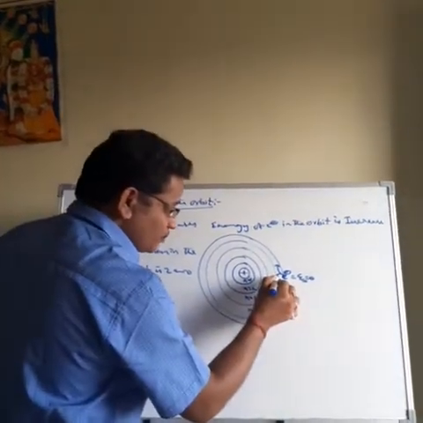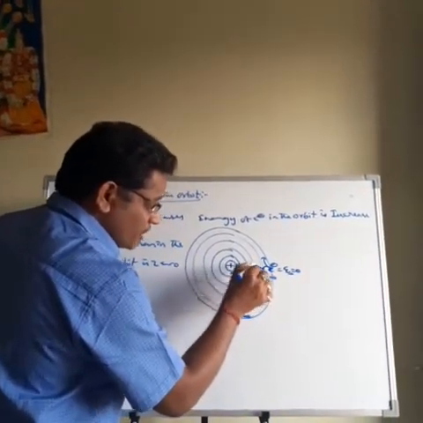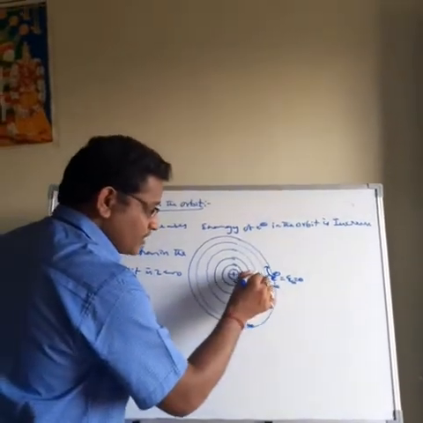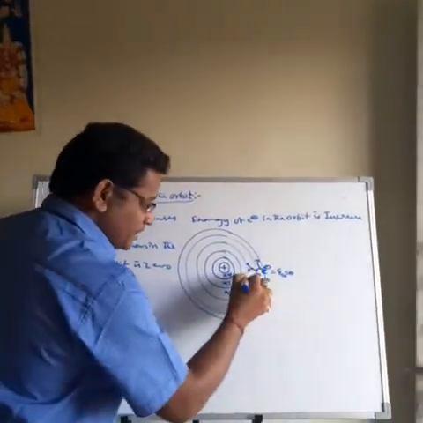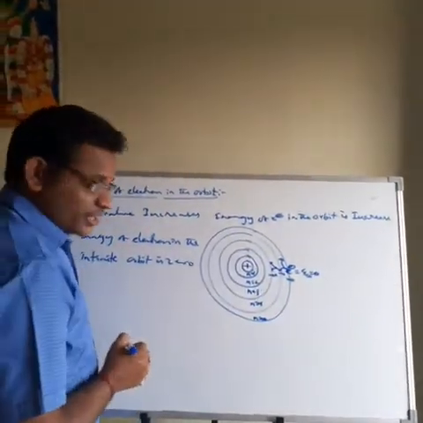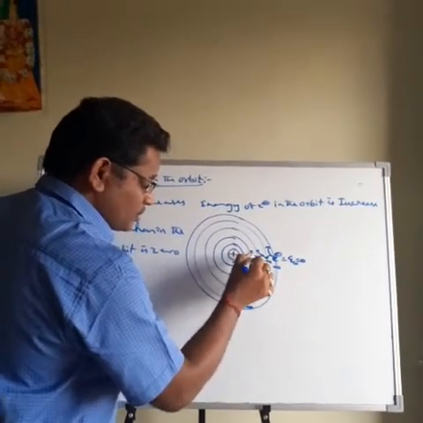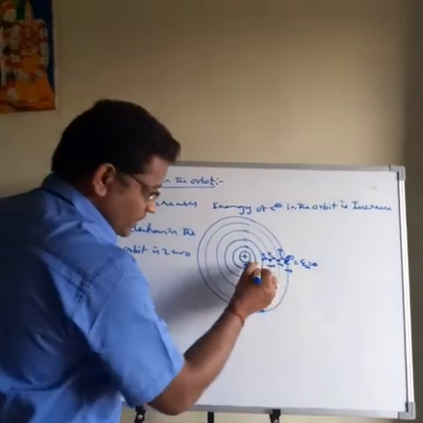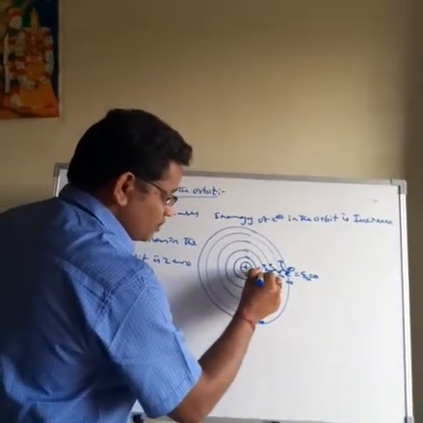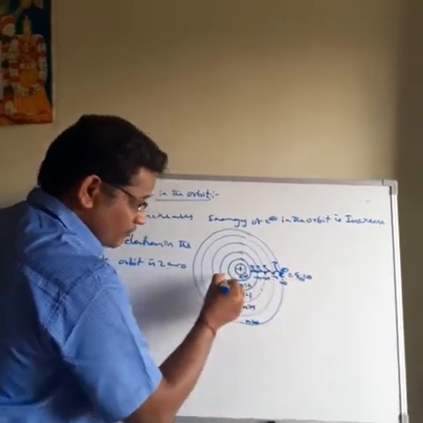Again the electron jumps from this orbit to a lower orbit. Again some amount of energy is released. Again it is negative. Again the electron jumps from a higher orbit to a lower orbit. Some more amount of energy releases. So again negative. Like that the electron jumps from higher orbit to lower orbit.